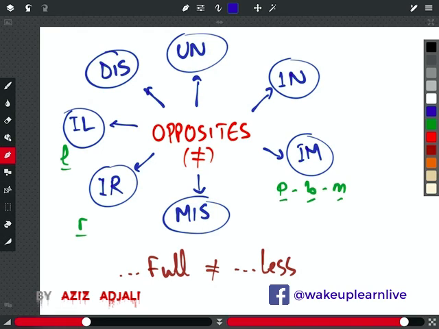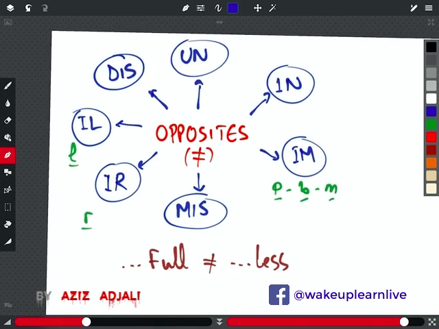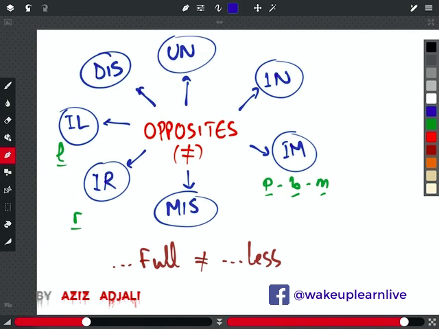Okay, so these are generally the facts or the general rules to make the opposites in English, and these are general rules. As we said, there are always exceptions.